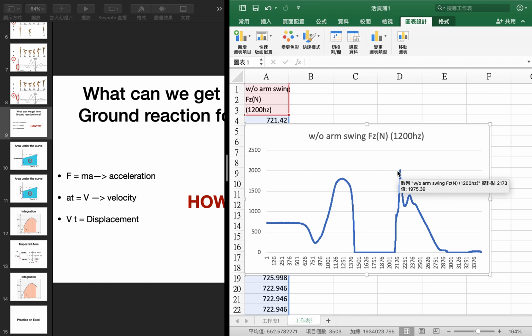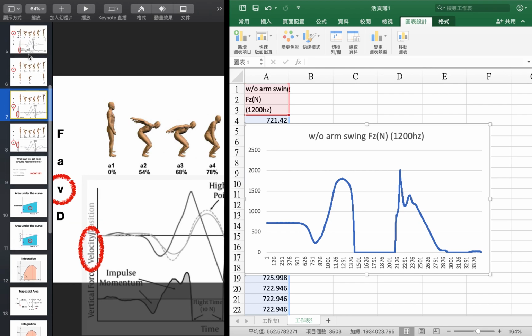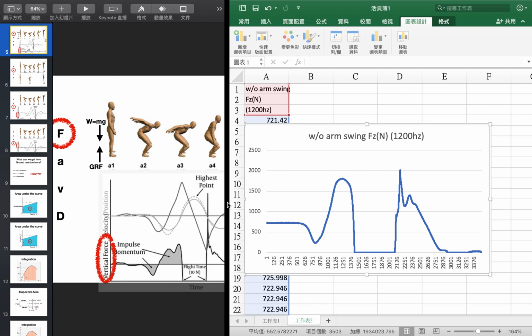So it's pretty similar to the graph we've seen before, right? Like this one. Sorry. This one. So you can see the force, the descending phase represents here, ascending phase represents here, and then flight phase represents here. Okay, but how do we deal with this force?